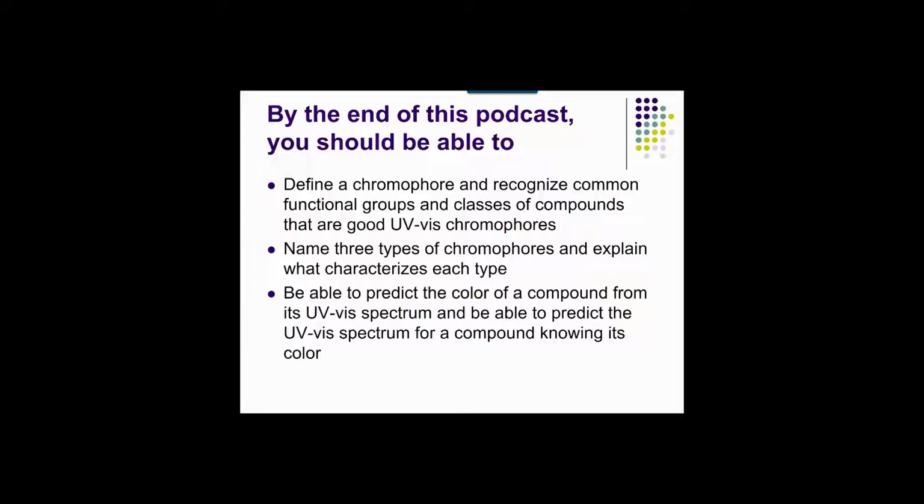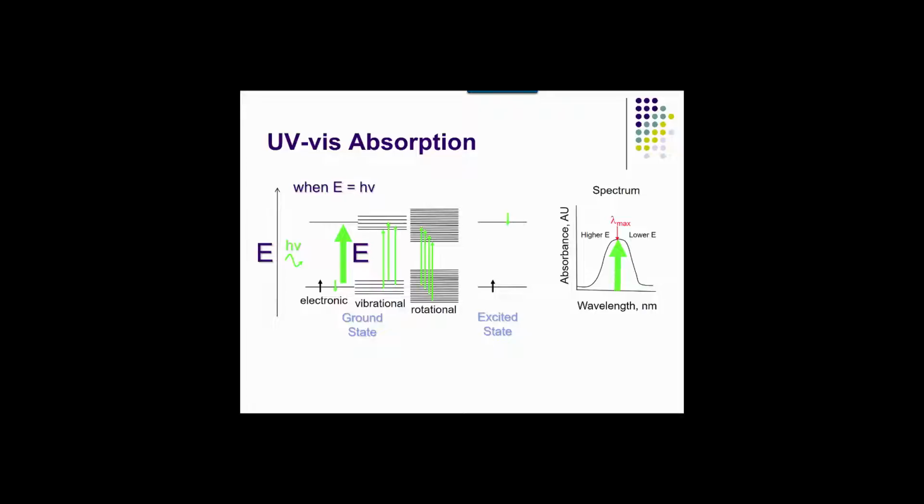2. Name three types of chromophores and explain what characterizes each type. And 3, be able to predict the color of a compound from its UV visible spectrum, and be able to predict the UV visible spectrum for a compound knowing its color. Let's get started.